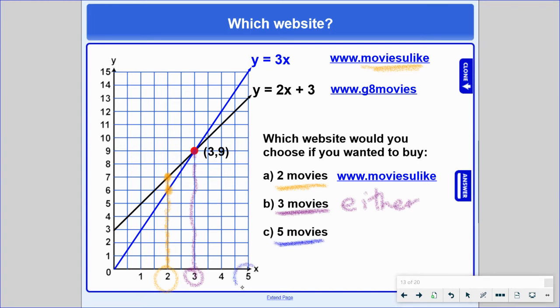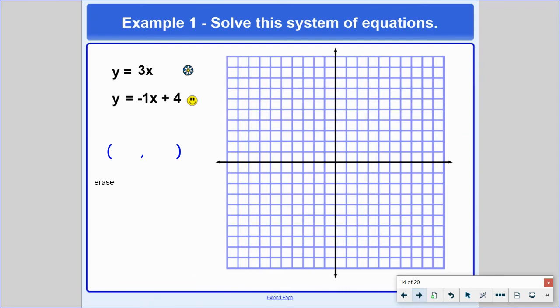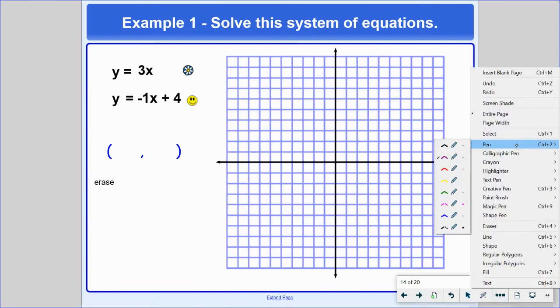Onward, what about 5 movies? Here's 5 movies. Just go on up. Let's see, that one right there is going to be $13. Meanwhile, that one right there is going to be $15. So yeah, we would rather have G8 movies for 5. But I really want to emphasize question B. The point here means, because it's shared by both lines, that either one is equally acceptable. They're both good. All right, ladies and gents, let's go ahead and get ourselves started here.